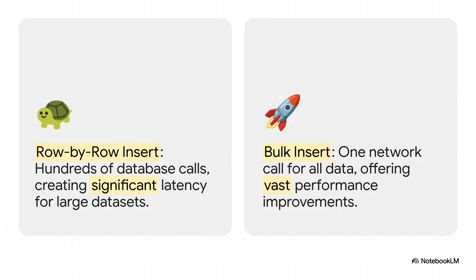The default way would be to insert each row from a file one by one. For a file with just 500 rows, that's 500 separate trips to the database and back. It's incredibly inefficient. The fast method, bulk insert, bundles all 500 of those rows into a single, powerful database call. The performance boost isn't just a little bit better, it's night and day.